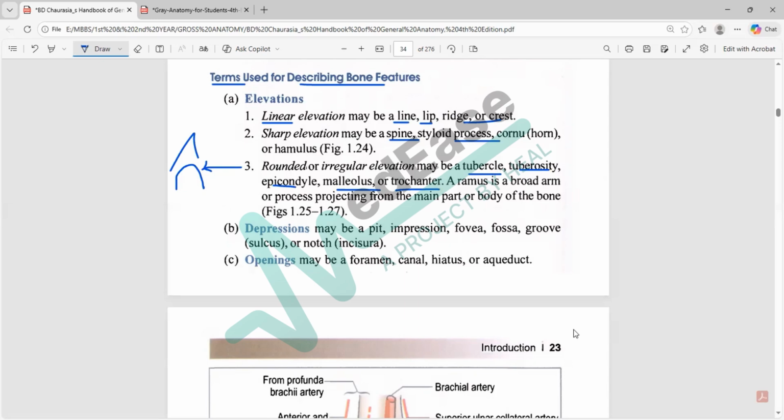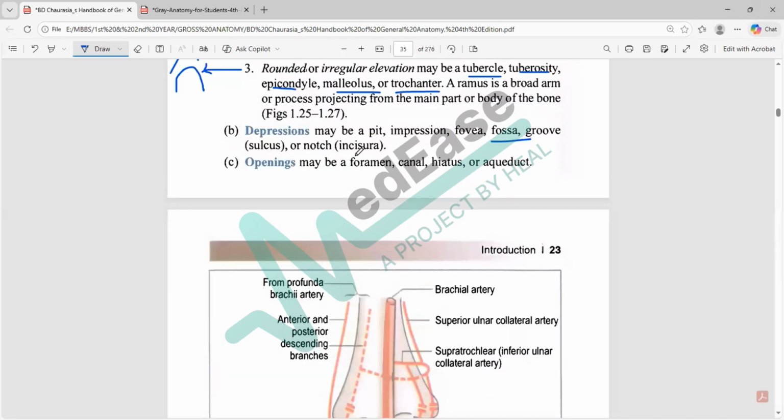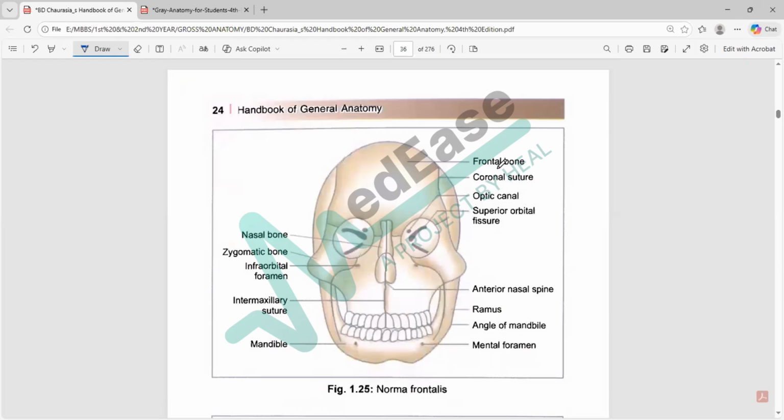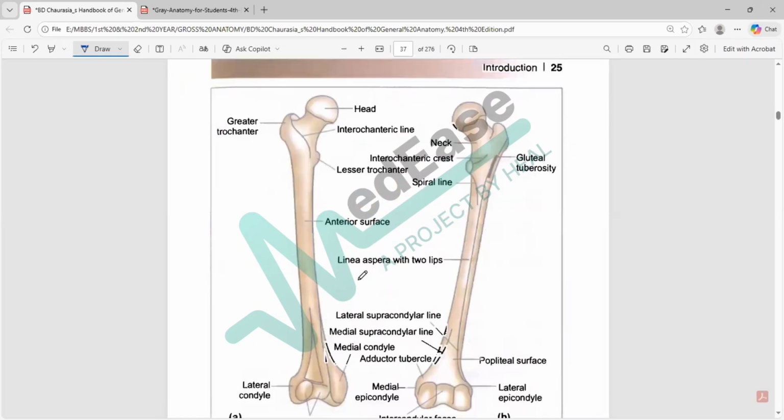Then we have the depression. Depression is mainly a pit or the fossa or groove or notch or impression. These are mainly the terms used to describe a depression. Then we talk about the openings. We have multiple terms for the opening: the foramen, the canal, the hiatus, the aqueduct. These are mainly the terms we use for the opening. Here you guys can see different terms used.